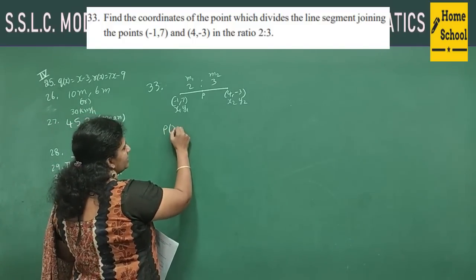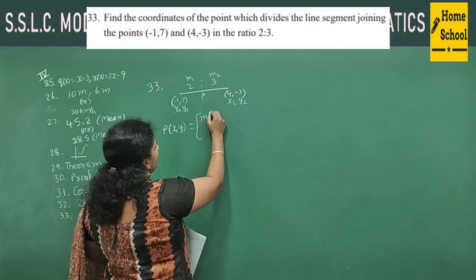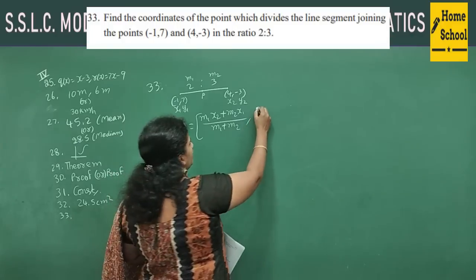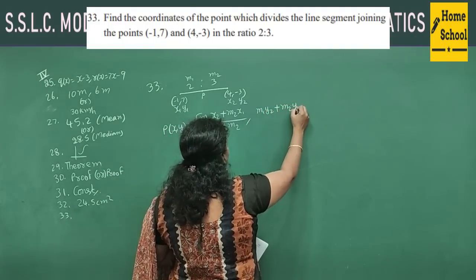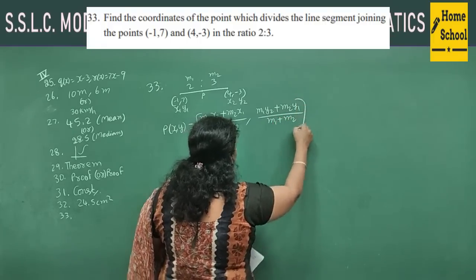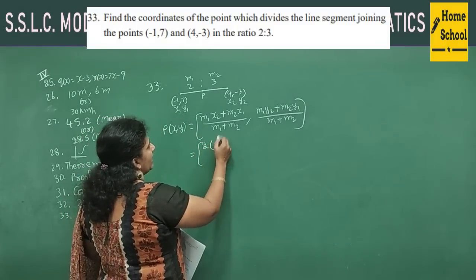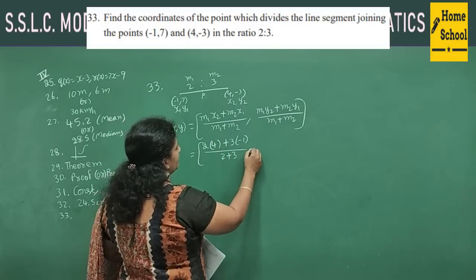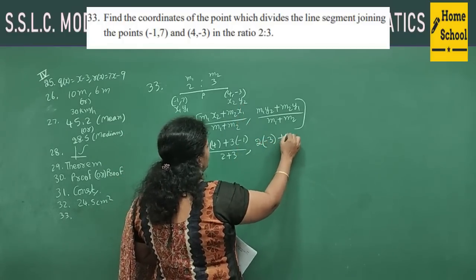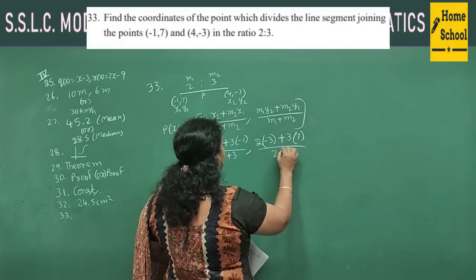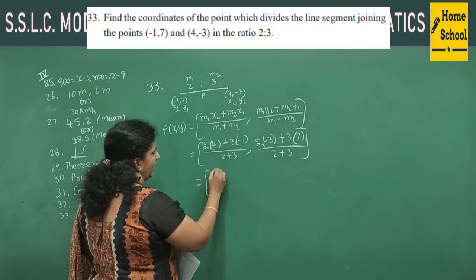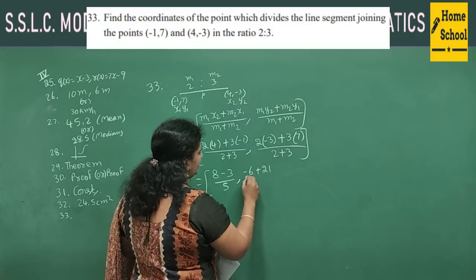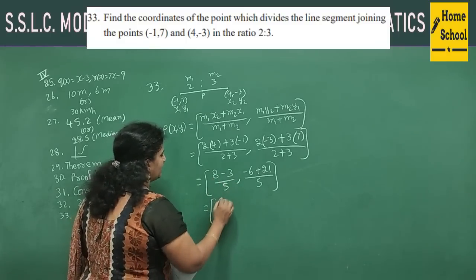Section formula. That is P of x, y is equal to m1 x2 plus m2 x1 by m1 plus m2, comma m1 y2 plus m2 y1 by m1 plus m2. Right? Substitute. m1 value is 2, x2 value is 4 plus m2 value is 3, x1 value is -1 by m1 plus m2, 2 plus 3, comma 2 into y2 value is -3 plus 3 into y1 value is 7 whole divided by 2 plus 3. 2 4s are 8, 3 into -1 is -3 by 5, comma -6 plus 7 3s are 21 by 5. And this one 8 minus 3 is 5 by 5.